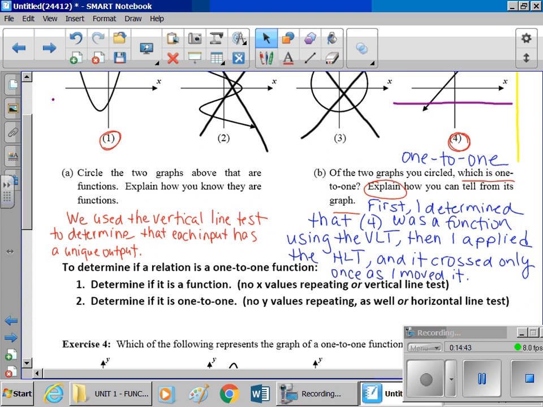If they ever asked us to explain, I prefer you using more inputs and outputs. But if you use the vertical line test and the horizontal line test, it's really okay to write down, but write down how you used it. So to determine if a relation is a one-to-one function, number one, first determine, is it a function? So no x values repeating, or you can use the vertical line test. Two, determine if it's one-to-one, no y values repeating, or using the horizontal line test.